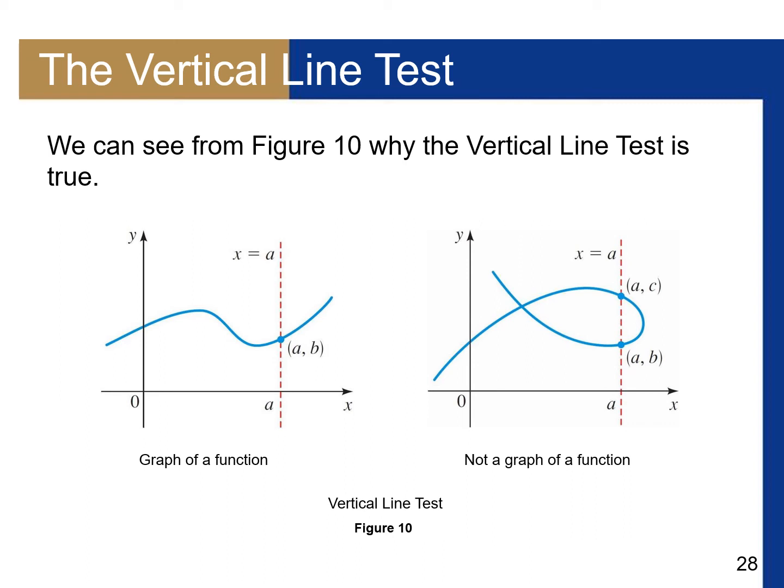Vertical line test is exactly that. I'm going to take a vertical line and draw it everywhere on my graph. And as long as it hits that graph only once, then it passes my vertical line test, and I call it the graph of a function. However, if I come over here, I notice, and sorry, my lines again aren't that straight, that right here and right here, it's hitting this graph twice. As soon as that happens, it's not a graph of a function.